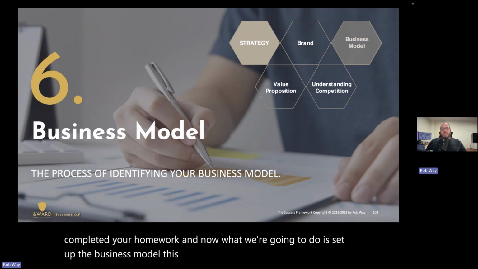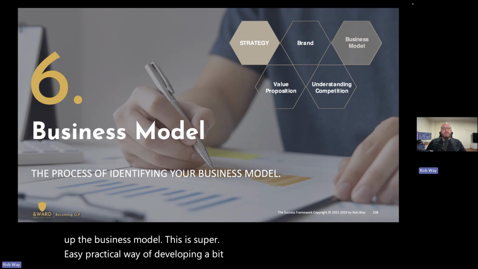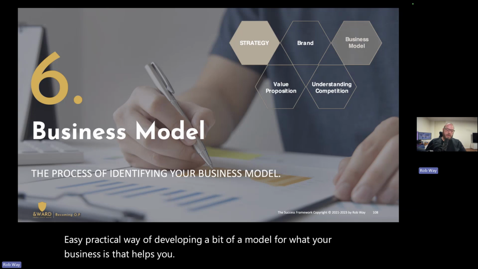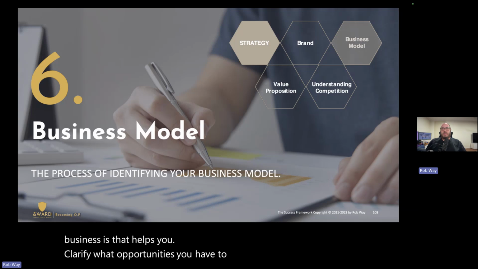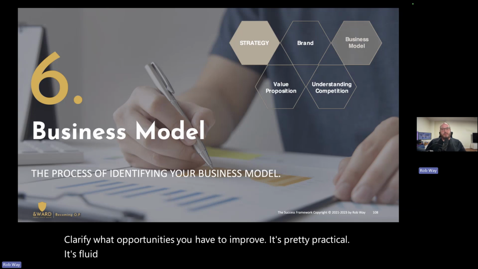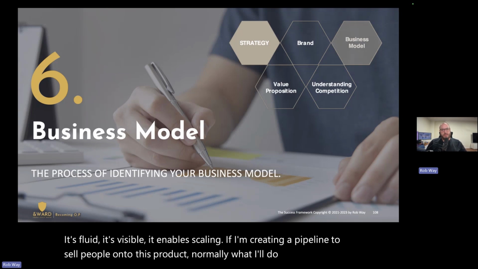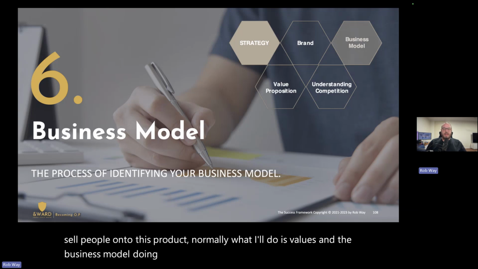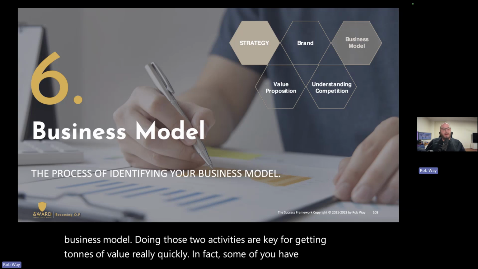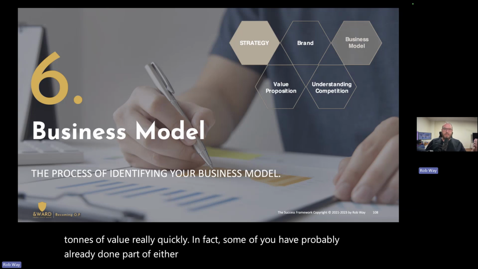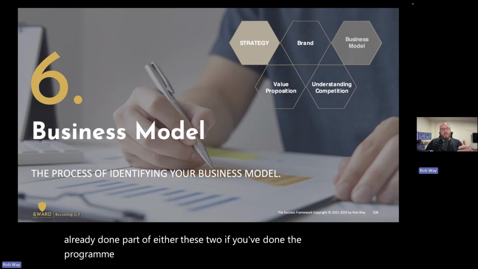This is a super easy, practical way of developing a bit of a model for what your business is. It helps you clarify what opportunities you have to improve. It's pretty practical, it's fluid, it's visible, it enables scaling. If I'm creating a pipeline to sell people onto this product, normally what I'll do is values and the business model. Doing those two activities are key for getting tons of value really quickly. In fact, some of you have probably already done part of either of these two if you've done the program, and obviously what got you here.